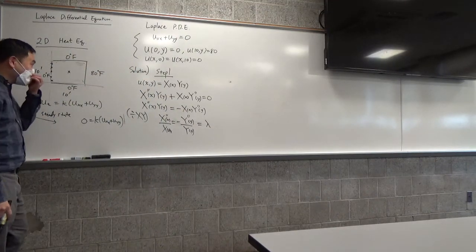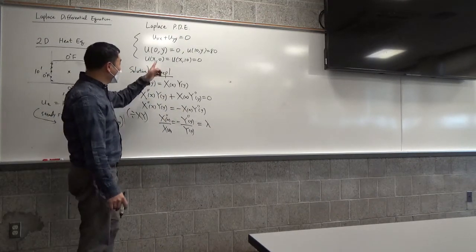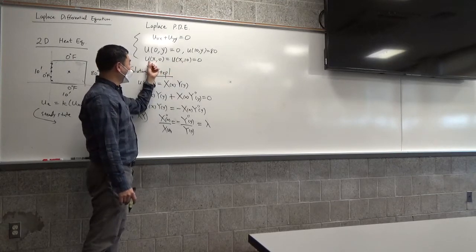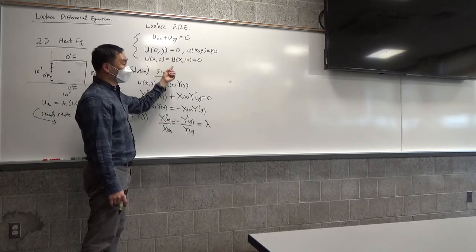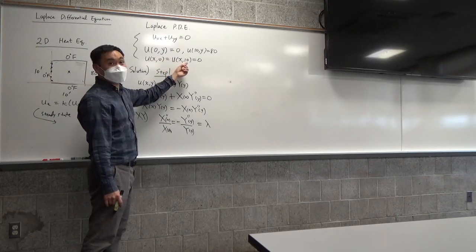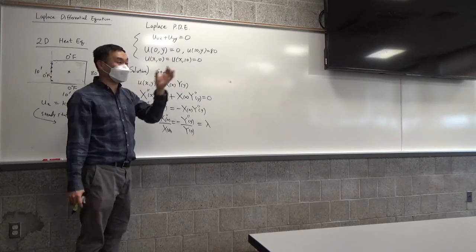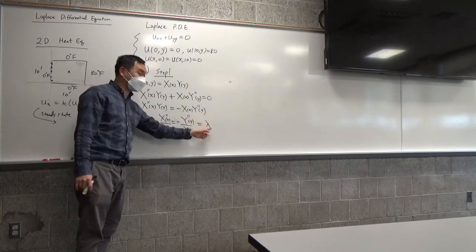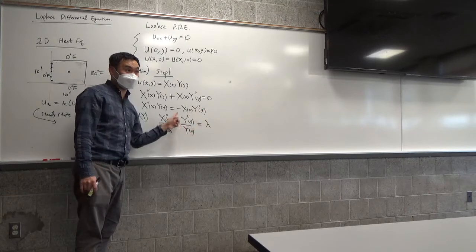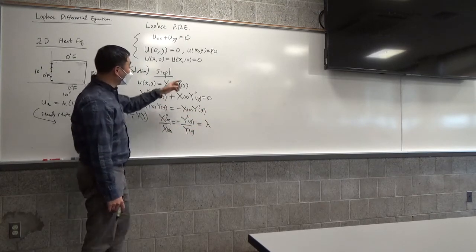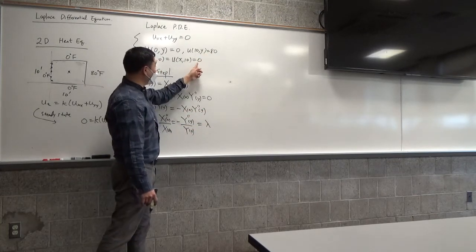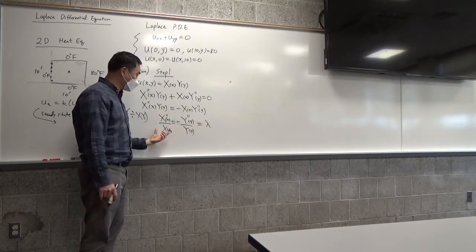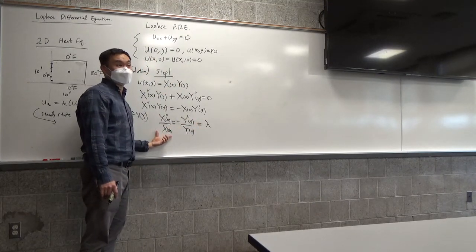And the reason being is the following. If you look at this condition here, this is 0 and that's 0, and that really is saying that Y of 0 is 0 and Y of 10 is 0. So you have an endpoint value problem for the Y. So you really want the Y side to be the Sturm-Liouville problem. If you had 0 here and then 80 in one of these instead, then you want to put it as negative lambda because you want the X side to be the Sturm-Liouville problem, okay?